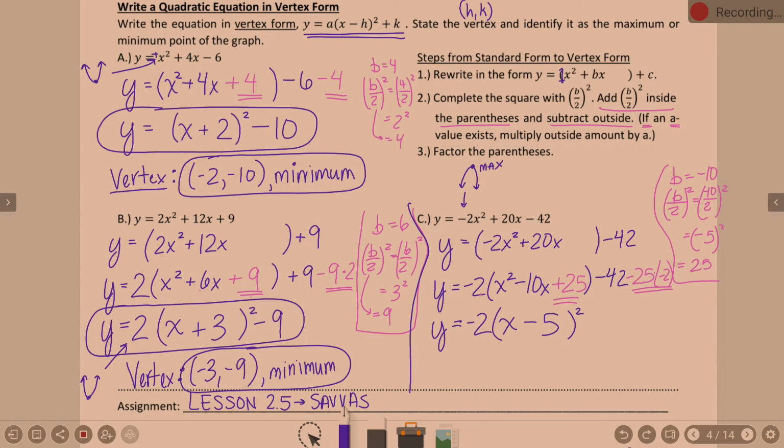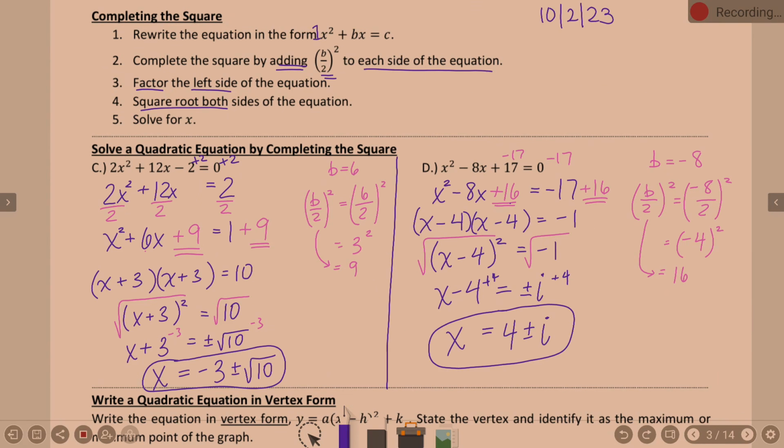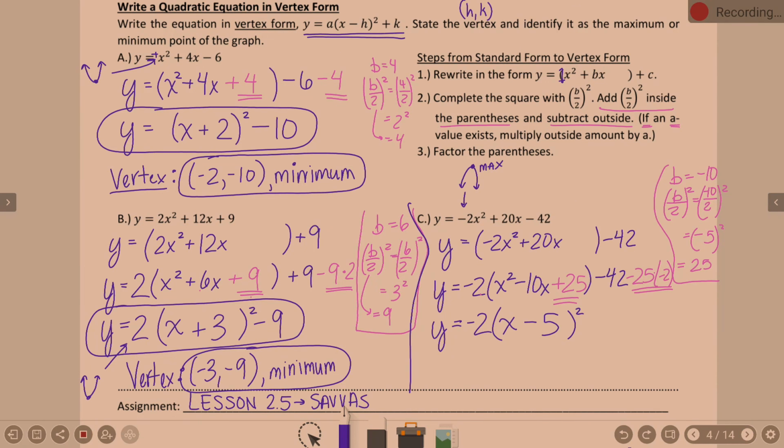Does the 10 just disappear? It's just like when we factor into two parentheses. It's just like up here, the 4 and 4 is 8. It's the same thing. I'm just not writing out both parentheses. It does not magically disappear. Okay, -42, and then this becomes positive 50. -42 plus 50 is 8. Plus 8. Okay. Vertex form: -2 times x minus 5 squared plus 8.